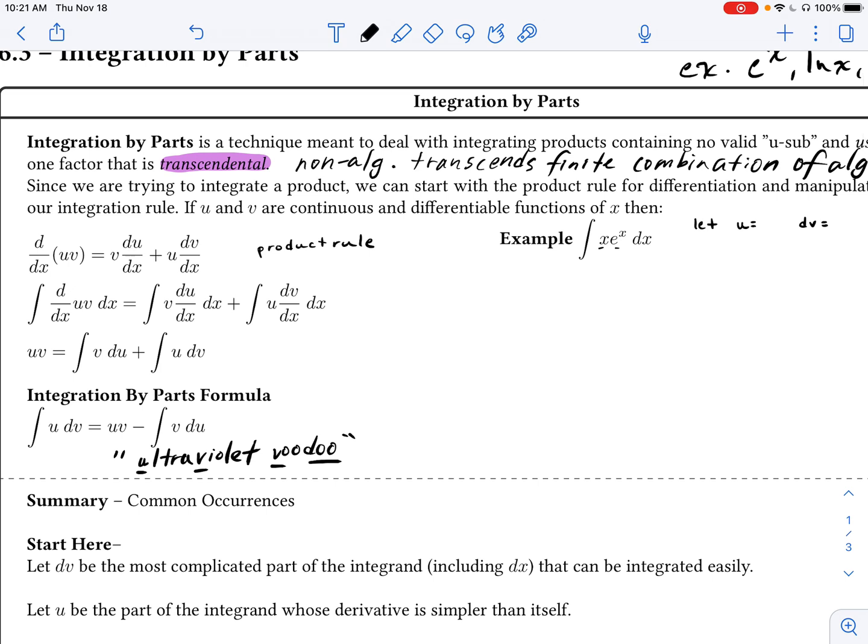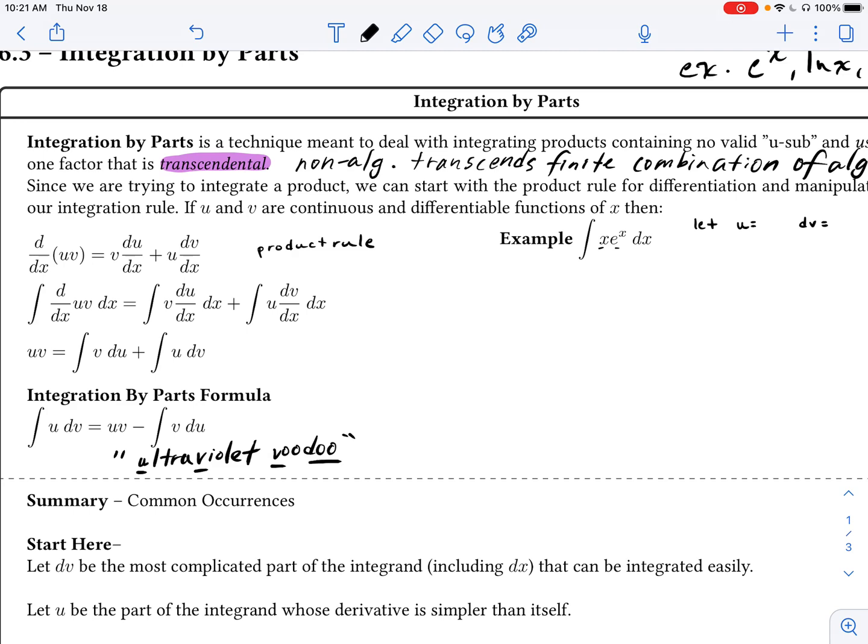dv should be something that you can easily integrate. If you're having a hard time integrating, or we see that the integral is really complicated, chances are that was not a good function to choose for dv. U also, we want to be the part of the integrand whose derivative is simpler than itself. So if we're differentiating u to get du, and we see that we get something really complicated, that probably also wasn't a good candidate for u.